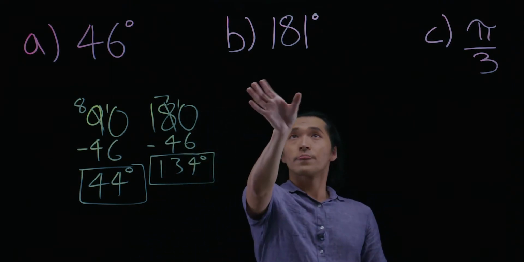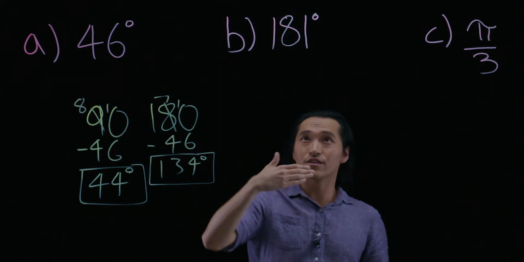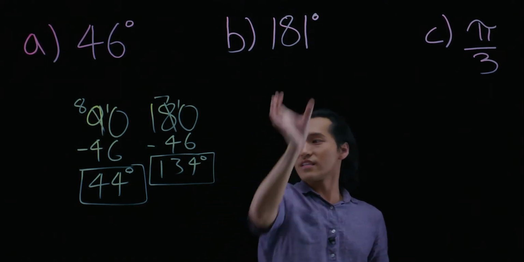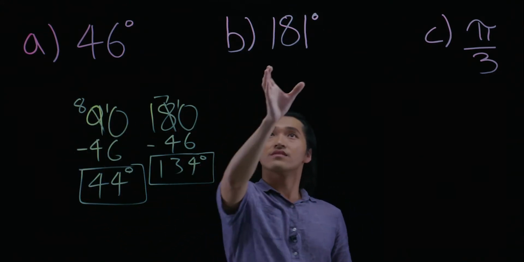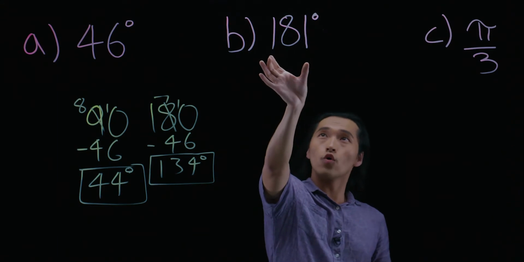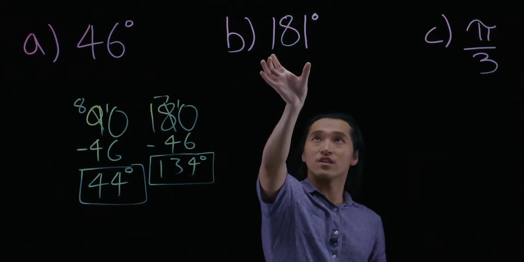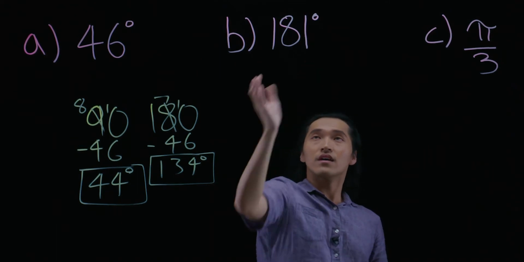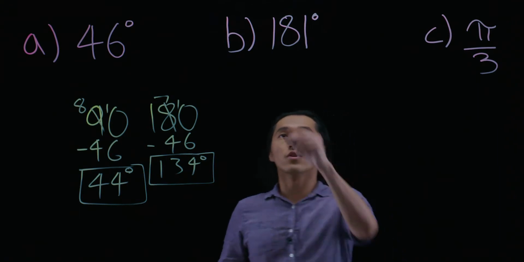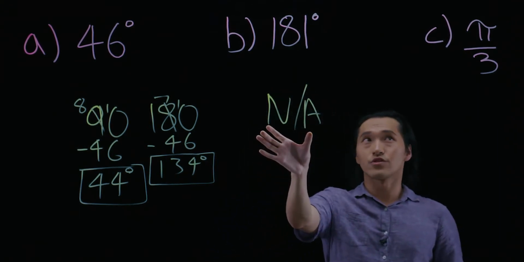So let's look at this one. This one is 181 degrees, meaning it's already over 180 degrees, meaning it's physically impossible for you to add something to this and equal 90, because this is already over 90. Same thing with its supplementary angle. This is already over 180, so it's physically impossible for this to have a supplementary angle because nothing you add to 181 would bring it back down to 180. So this would not have a complementary or supplementary angle.